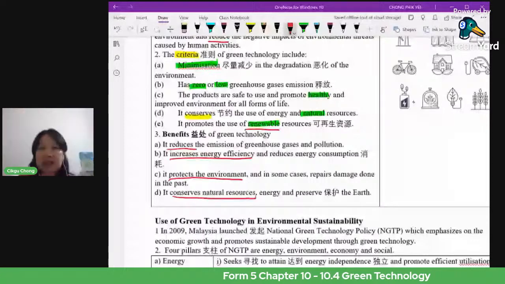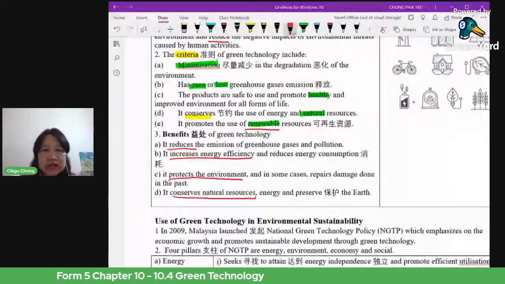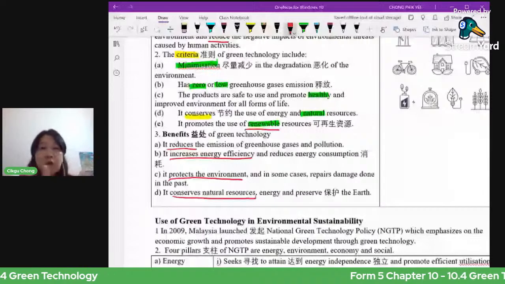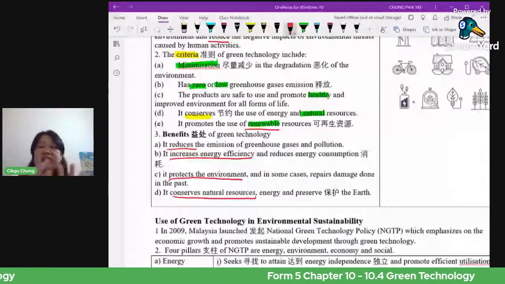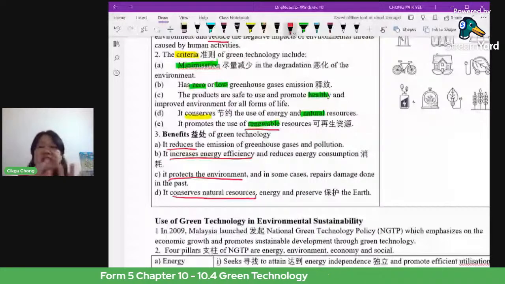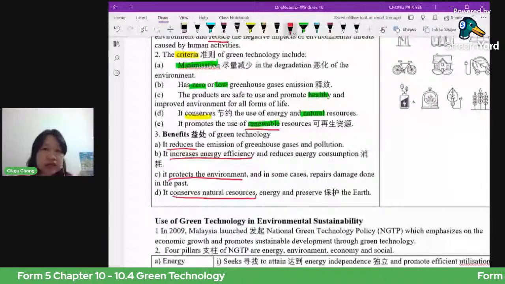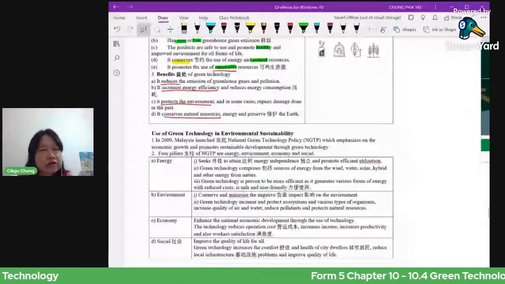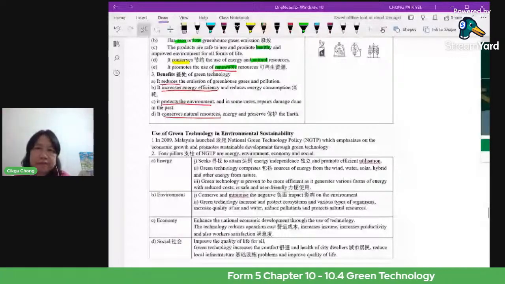So okay, we have 4 pillars of the green technology policy. So it must be able to tackle 4 different fields, right? Green technology touches these 4 fields. Okay, before that, let me tell you what our governing body is, the most authoritative agency that we have in Malaysia when it comes to green technology.